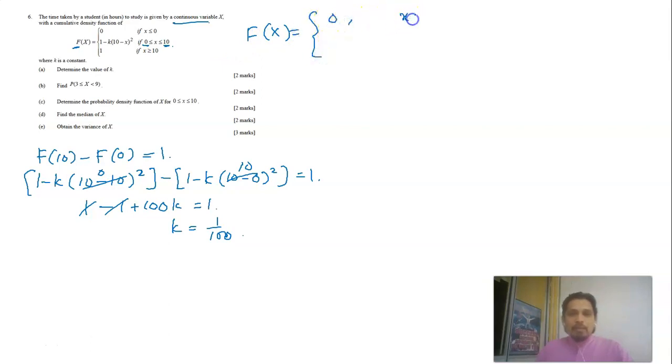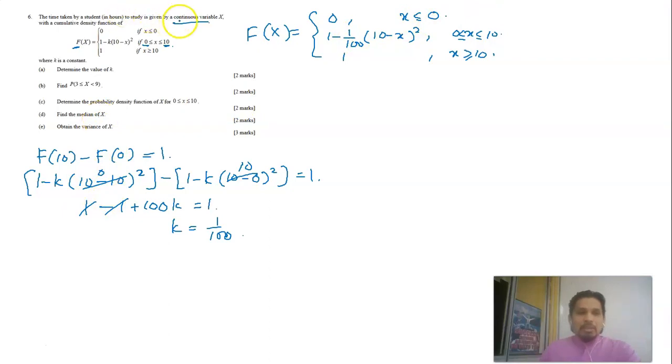0 for x less than 0, and then 1 minus 1 over 100, 10 minus x squared for x in between 0 and 10, and equal to 1 for x greater than 10. Okay, k equal to 1 over 100.